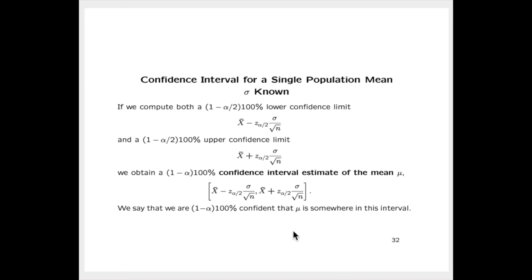But we're not going to sample over and over and over again. We're going to sample one time, compute one confidence interval. That confidence interval either contains mu or it does not.